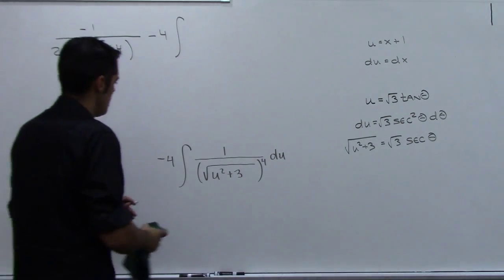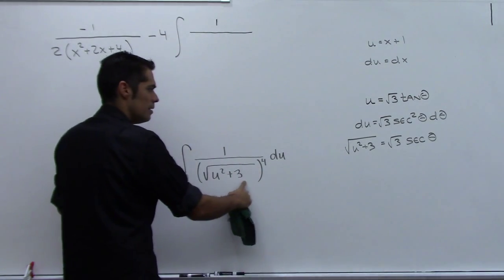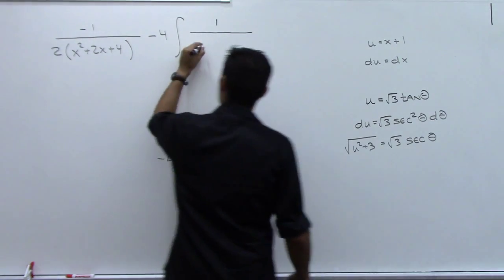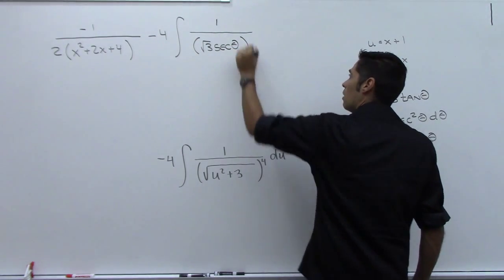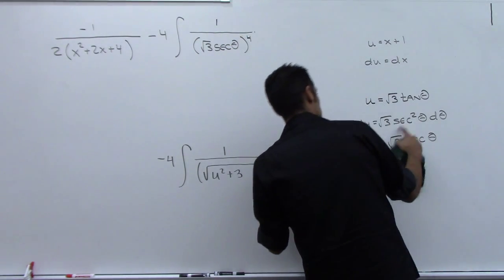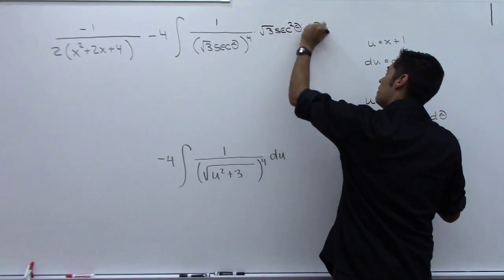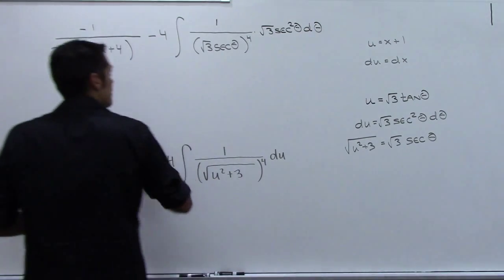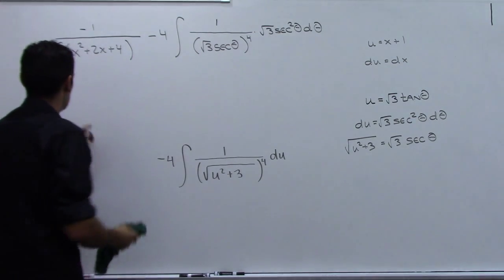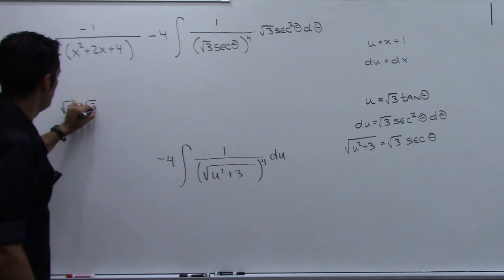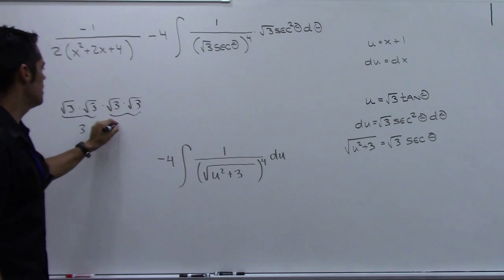So at this point, I have 1 over, and then this square root right here is root 3 secant theta. So root 3 secant theta, but then that quantity to the 4th power, then times du, but du is this. So root 3 secant squared theta d theta. And now I actually have to raise this to the 4th power, so I have to do root 3 times root 3 times root 3 times root 3, which will give you 9. So these together are 3, these together are 3, multiply 9.